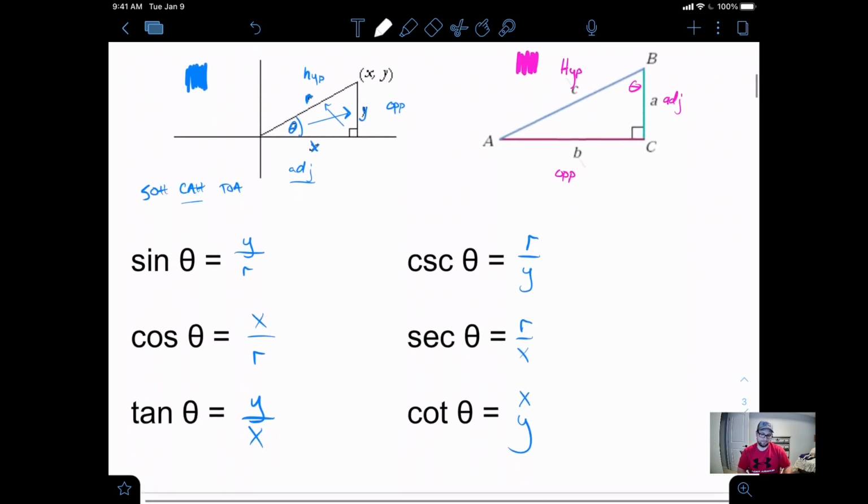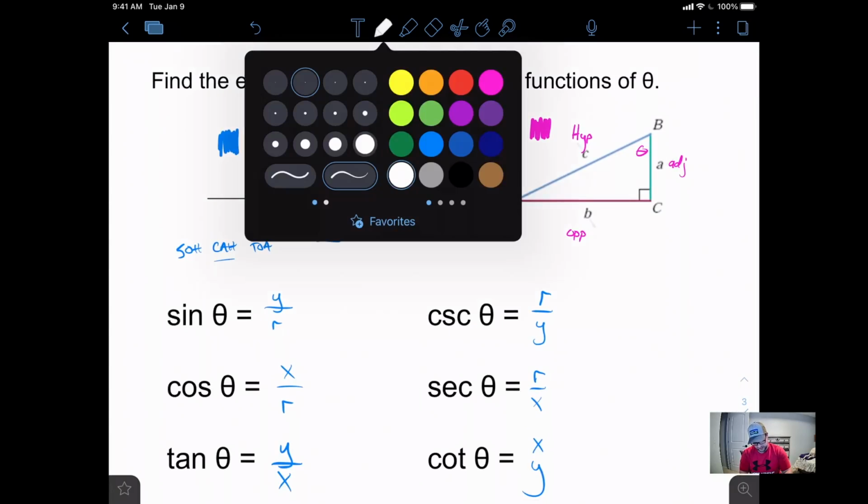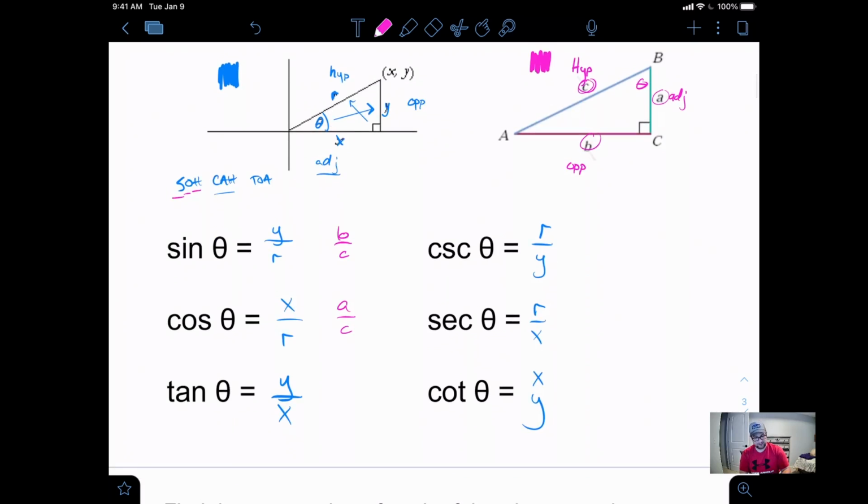All right. So in this situation, if theta was in that different location, then sine will still be the opposite over the hypotenuse. So for the pink problem, it would be b over c. Cosine would still be the adjacent over the hypotenuse, so in this case it would be a over c. And tangent would still be the opposite over the adjacent, so this would be b over a.